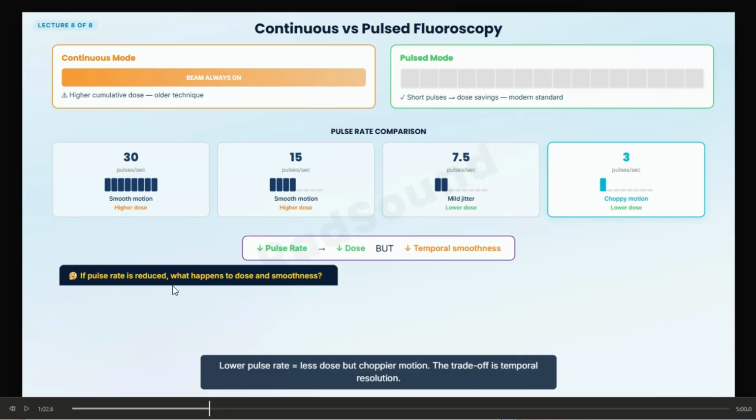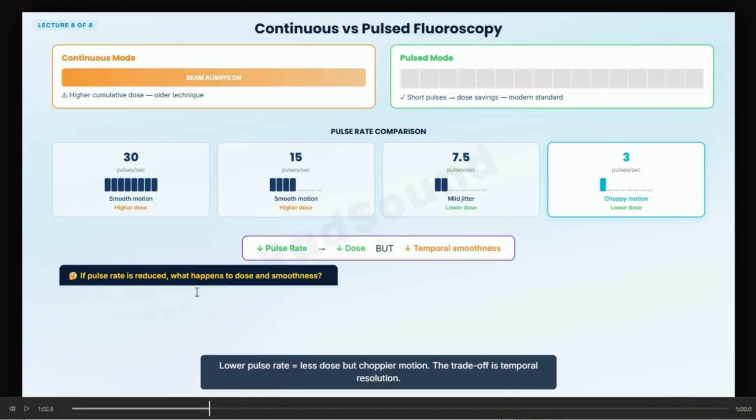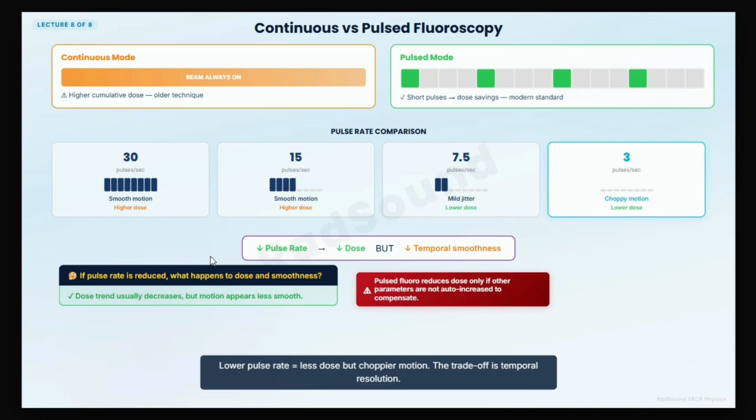Recap this part because it is a very important exam question. If pulse rate is reduced, what happens to dose and smoothness? The dose is going to go down, but the smoothness of the motion is going to be less. There'll be a bit of jitter, depending on which rate we have taken, whether 15 or 7.5.